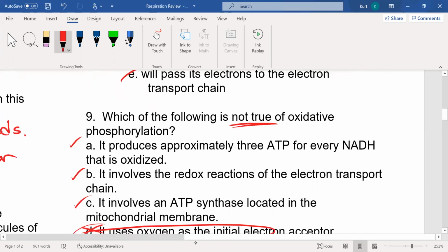There are questions like that in the AP exam. They even capitalize not. You got to watch out for stuff like that. My last period, someone went, oh, I thought it said true. You got to watch out for that.